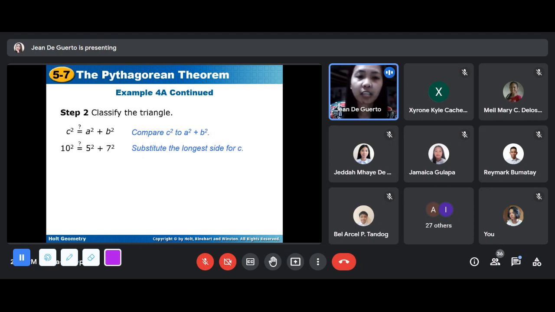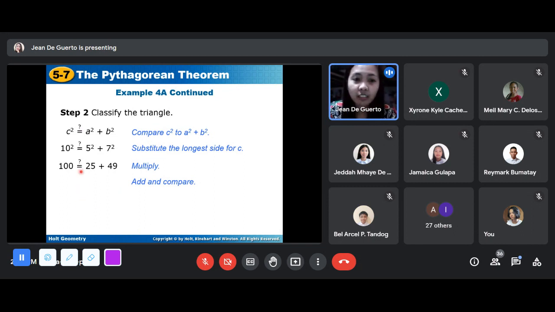So therefore, we could have 10 square is equal to 5 square plus 7 square. So simplify lang natin. So therefore, we have 10 square is 100 is equal to 5 square, 25 plus 49. Ayan, so therefore, we have 100. Is it equal to 74? Tama? 74 ba to? 25 plus 49, 74. Tama?